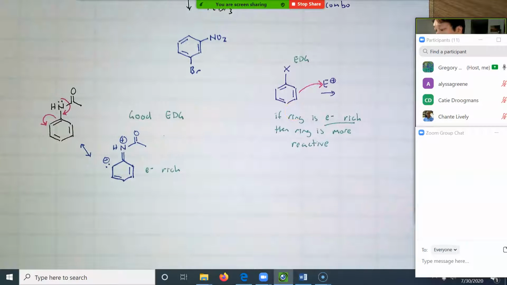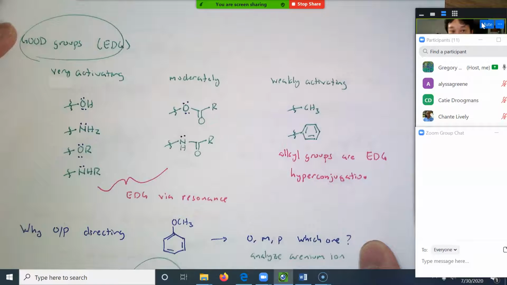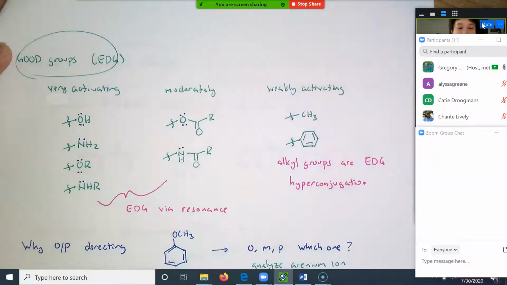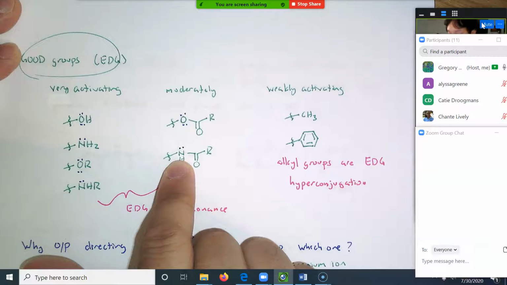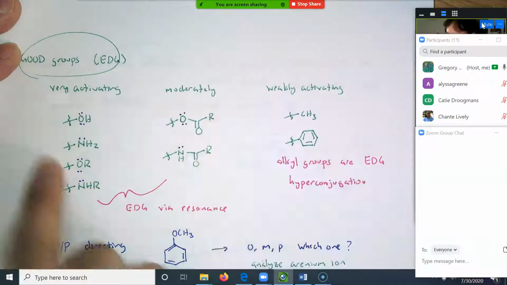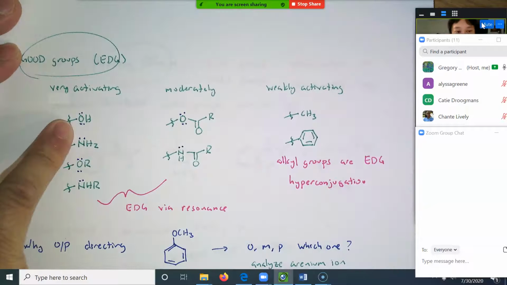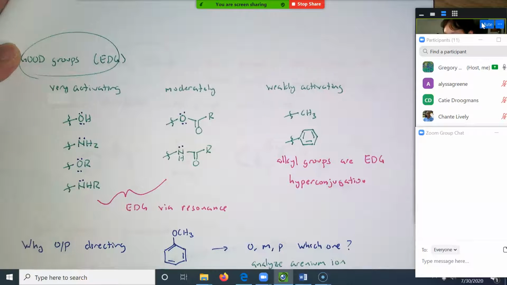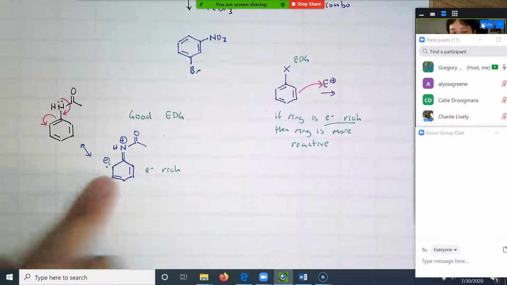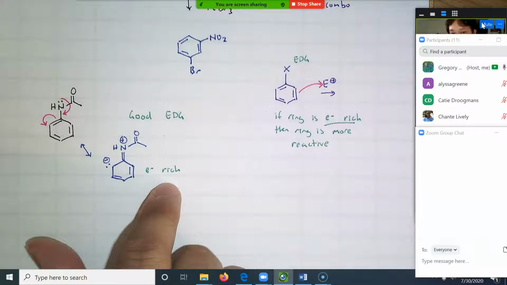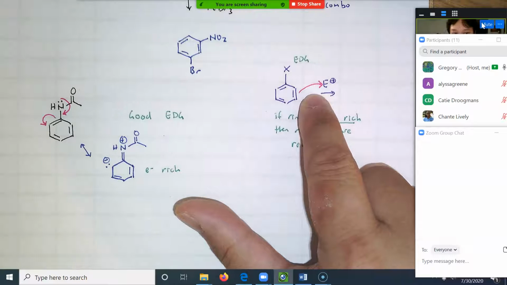Now, those of you who are still yet to watch the video, and those of you who've watched the video, you're given a list of good groups. We did this example right here. But you notice that almost all of the good groups have a lone pair on the atom next to the ring. Because if you have that lone pair on the atom next to the ring, you can pump electrons into the ring, make it electron rich, and make it more likely to attack an electrophile.